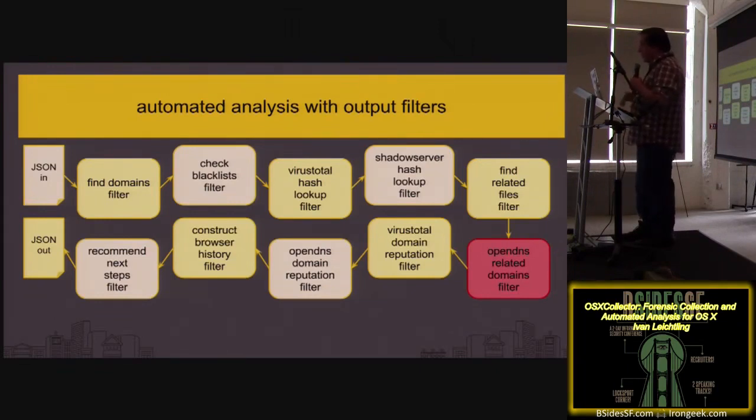We look at domain reputation in VirusTotal and domain reputation in OpenDNS and all sorts of good stuff to try to figure out in this data with these intelligence feeds, what can we get?